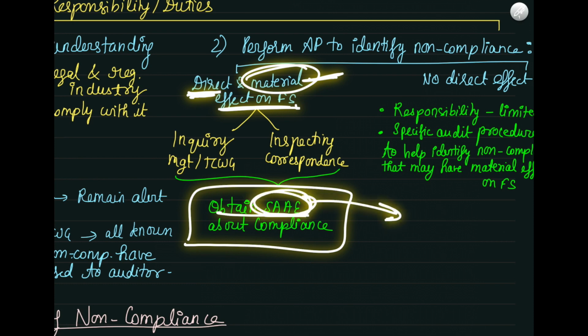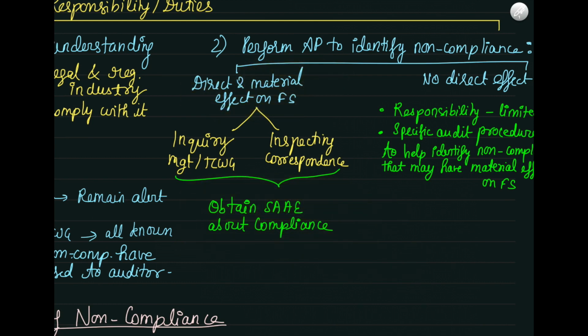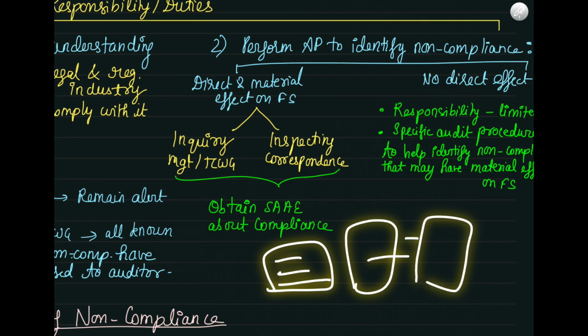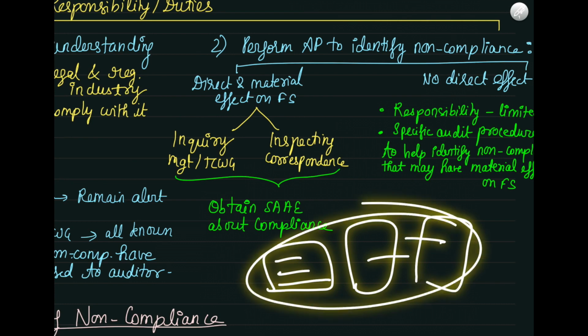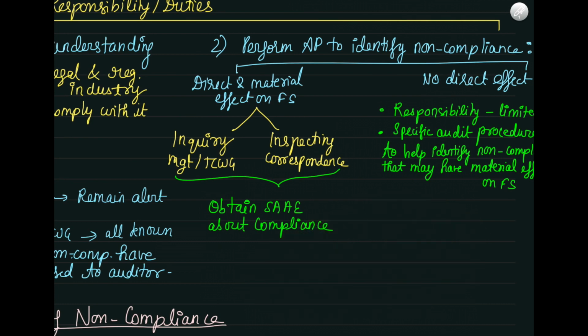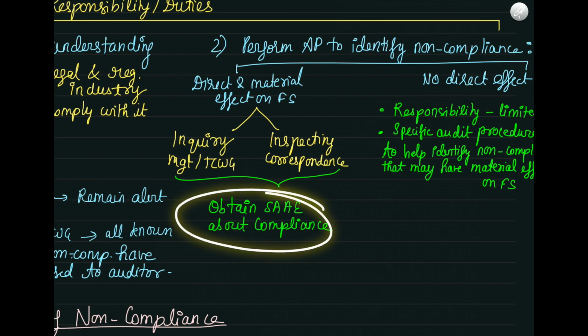Please make sure you obtain evidence that all those direct and material laws and regulations which are going to have an effect on FS are being complied with, are being complied on time, proper payment has been done. Please obtain audit evidence related to it. So what you can do, maybe you can get the challan copy of the payment that has been made, maybe you can check the due dates and you can check when the payment has been made to check everything has been complied properly. So like that you can perform a few procedures and obtain evidences about it.